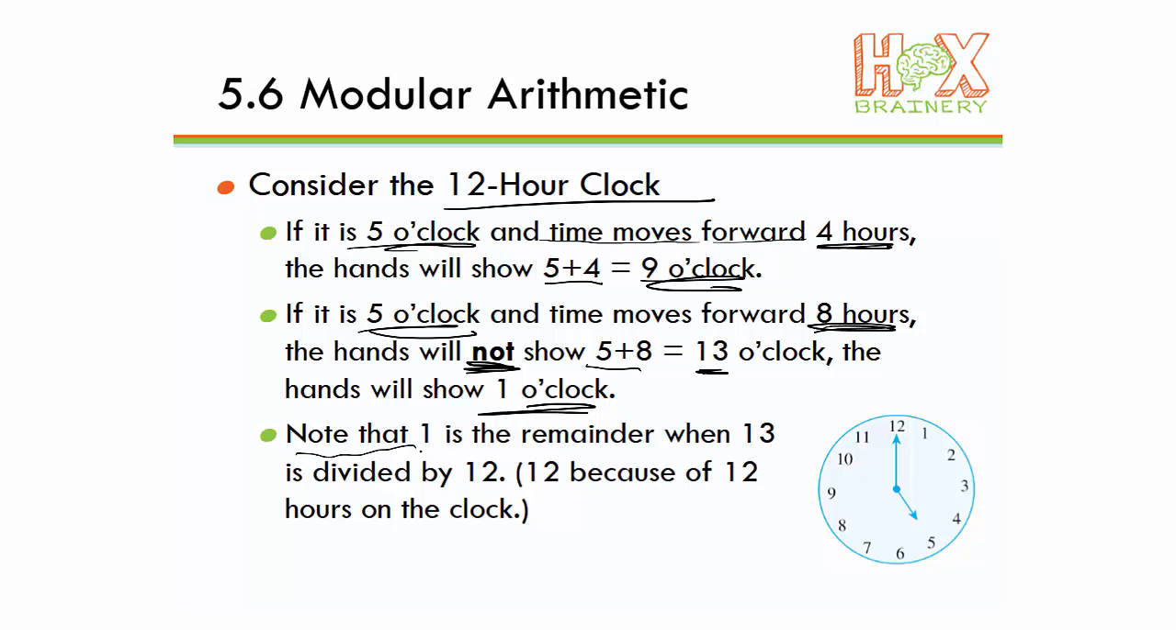Note here that 1 is the remainder you get when 13 is divided by 12. We're dividing by 12 because there are 12 hours on the clock. We don't think about it, but we actually do use modular arithmetic when we think of a 12-hour clock.